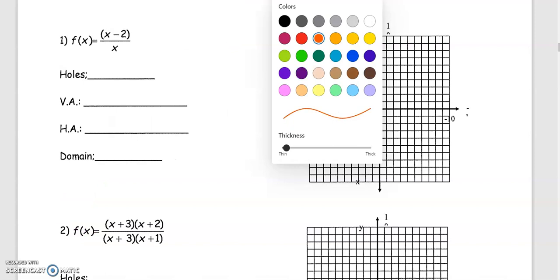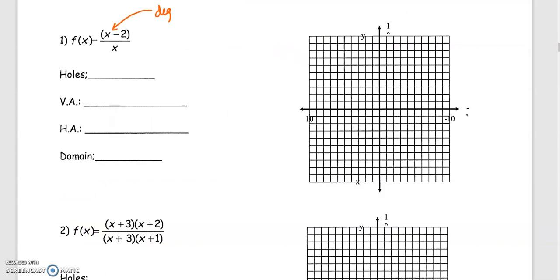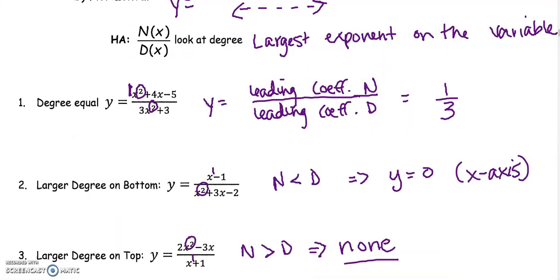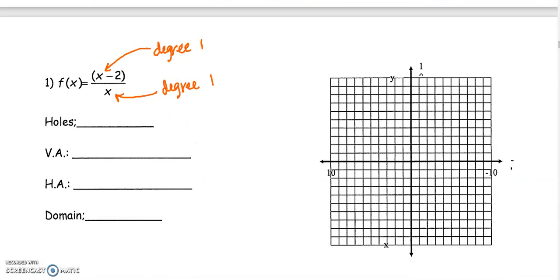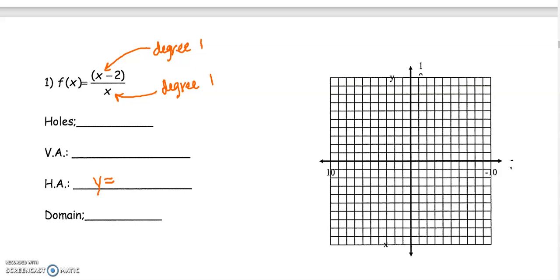All right, so let's go ahead and take a look at this first graph here. This has a degree of 1. That also has a degree of 1. So that means when the degrees are equal, we use the leading coefficients of the numerator over the denominator for our horizontal asymptote. So because those degrees are the same, we're going to use our coefficients. So it is just going to be that y equals 1.